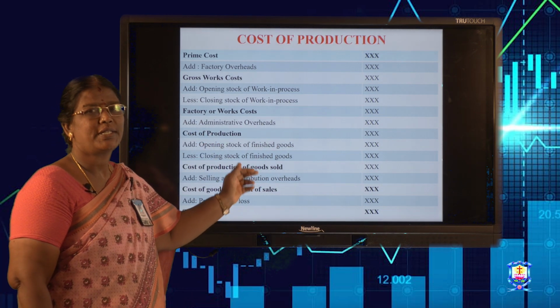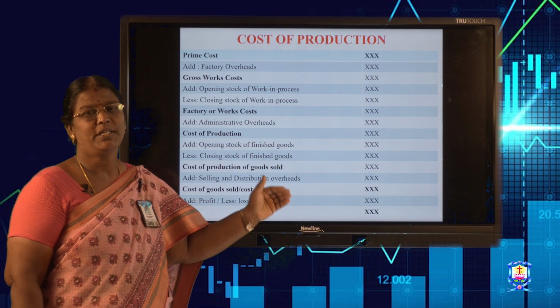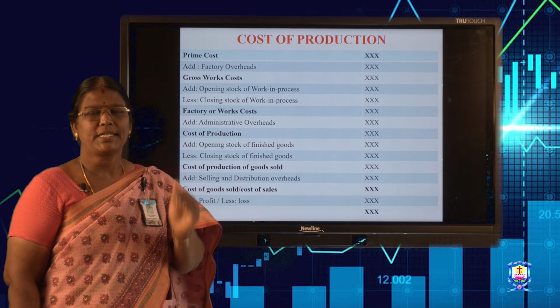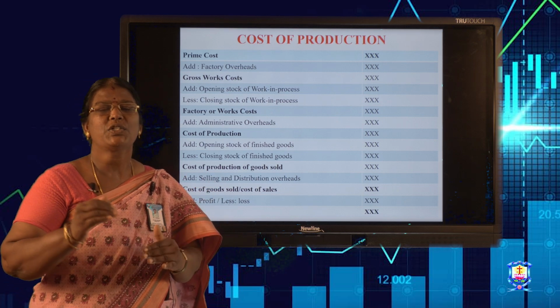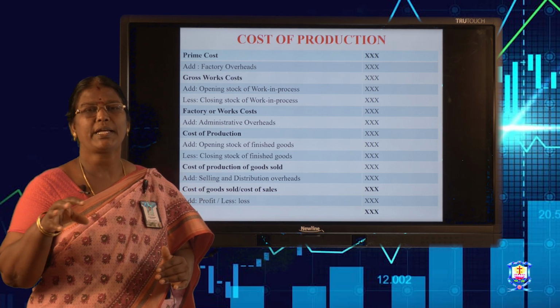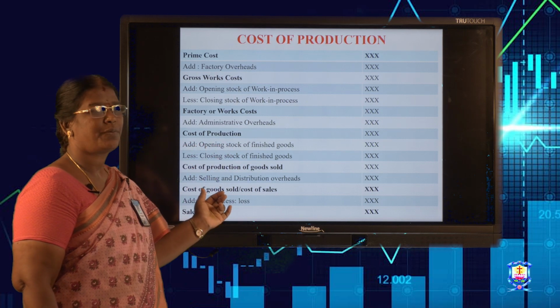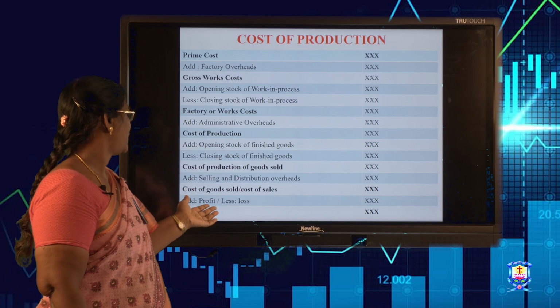These are also called the various elements of cost. In this manner only, you have to prepare the cost sheet. In the cost sheet, you have to show each and every element and their calculations, that is prime cost, work cost, then cost of production, then cost of sales, etc.